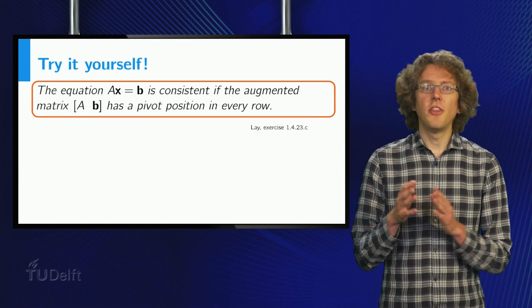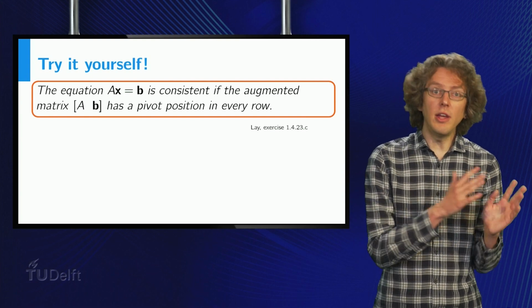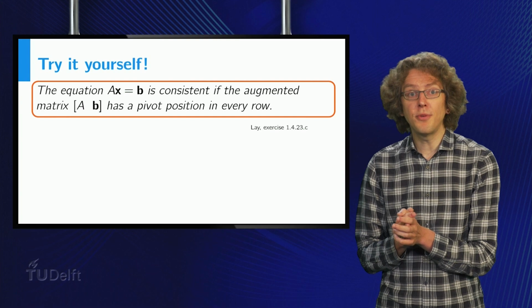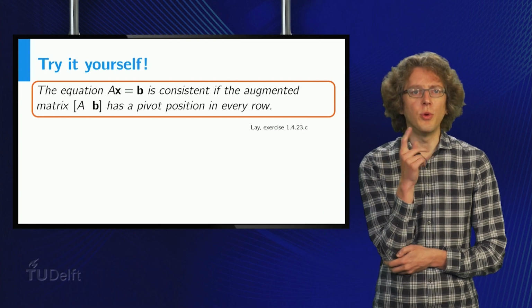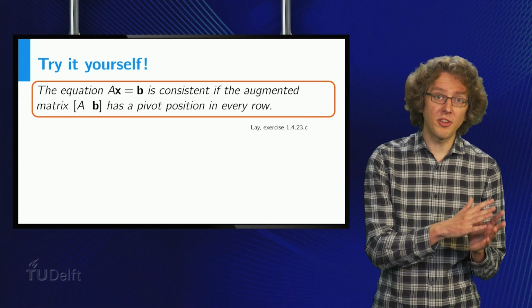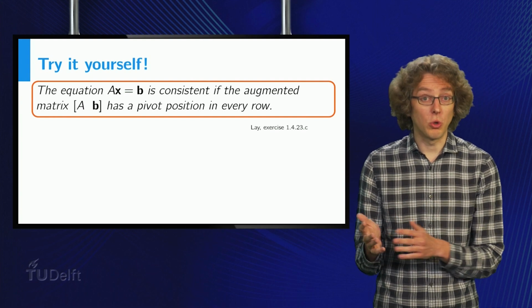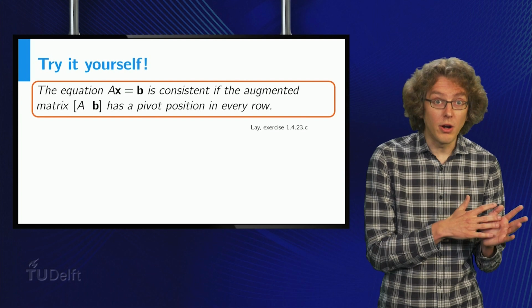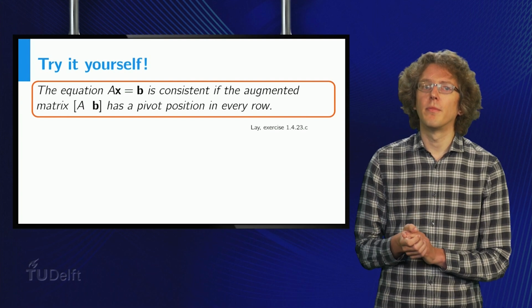1.4.23c. The equation Ax equals b is consistent if the augmented matrix has a pivot position in every row. Try to imagine what you would need to do to show that this is true. How would a correct proof start? Or maybe, is this statement wrong? In that case, what would you look for in a counterexample?